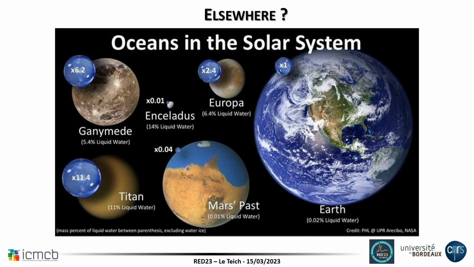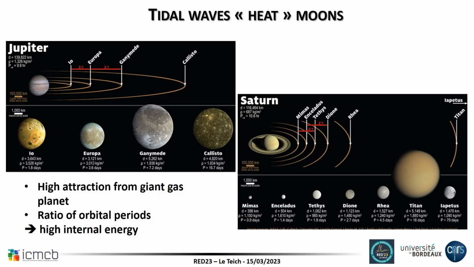So hydrothermal vents are also interesting to investigate life that could have arisen elsewhere, because it's now proved that you have ocean worlds in the solar system: Ganymede, Enceladus, Europa, Titan, and so on, with different amounts of water. And interestingly, for Enceladus and Europa, for instance, thanks to the tidal wave heating of the moon, due to the high attraction of the giant gas planet, plus the ratio of orbital periods.